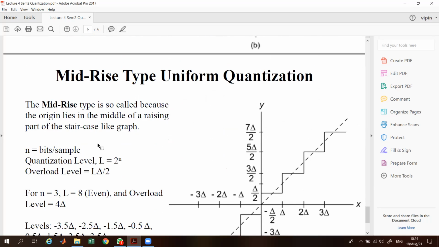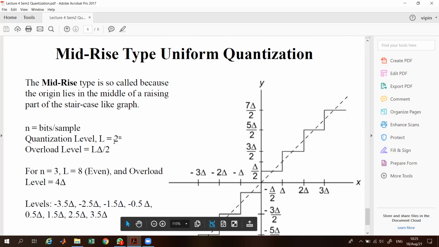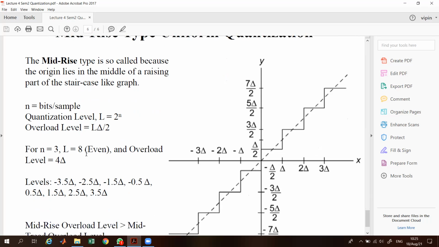The mid-rise type is so called because the origin lies in the middle of a rising part of the staircase graph. So n is equal to the bits per sample, and it starts from 0. The quantization levels are 2 raised to the power n. So L is equal to 2 raised to the power n, and the overload is again the same, but now it's an even number because we don't have a difference of delta by 2 in this one.